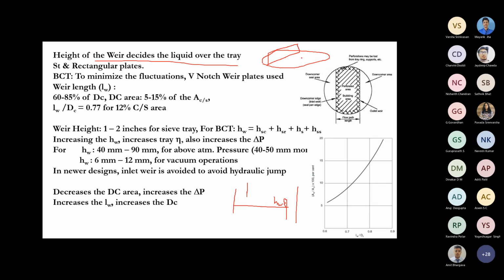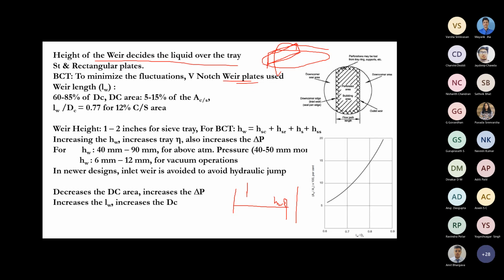Okay, so this is your HW. The liquid will flow like this. This is your downcomer, so it will flow like this. This is HW. Normally this is nothing but simple rectangular plates, straight rectangular plates. For the bubble cap tray, normally we will use V-notch type of weir plates.